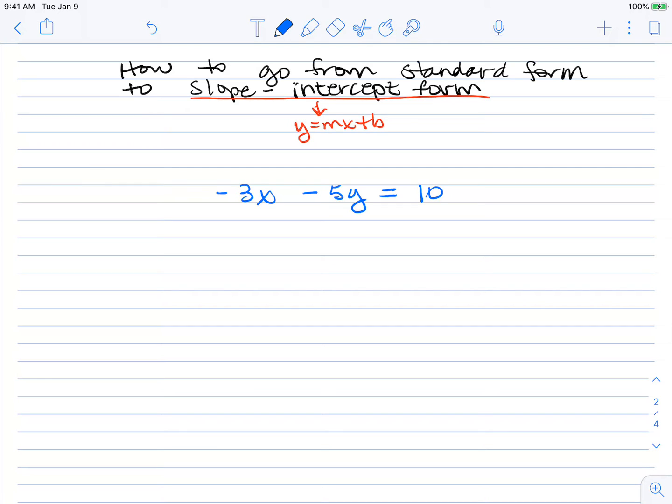So we're going to go from standard form to slope-intercept form in this video. I have an equation that's written in standard form, and my goal is to get it to this y equals mx plus b form right here. So I need to isolate that y. And the way that I do this is I'm going to use a method that I call circle and move.